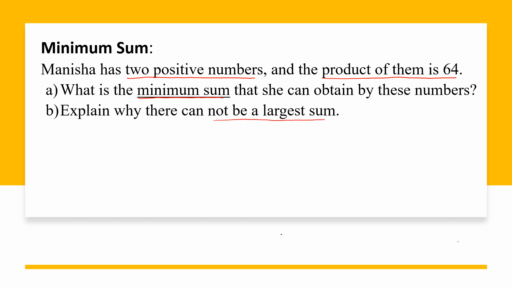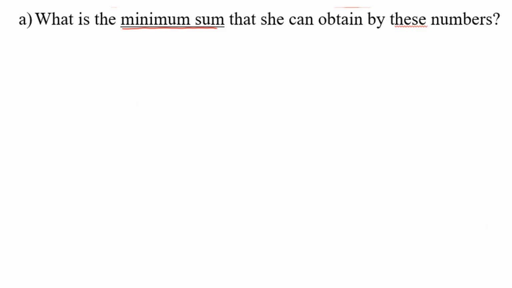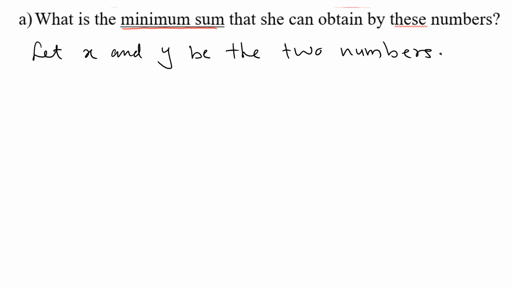So let's try to answer the question. Let's do the first part: what is the minimum sum that she can obtain by these numbers? We can start the problem like this. Let x and y be the two numbers. We know that the product is 64, so we can write x times y equals 64. That is the constraint.